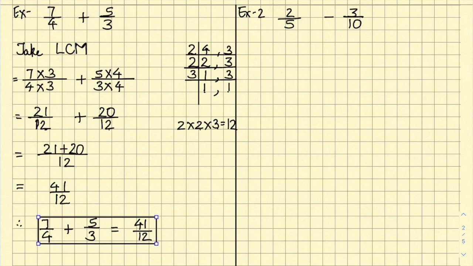I hope everyone has understood this. Now let's move on to the next example: 2 over 5 minus 3 over 10. Here you see 5 and 10 are different denominators. So what we need to do is make the denominators the same. How do we make the denominators the same? Yes, by taking the LCM.